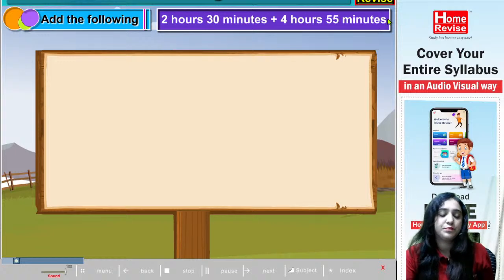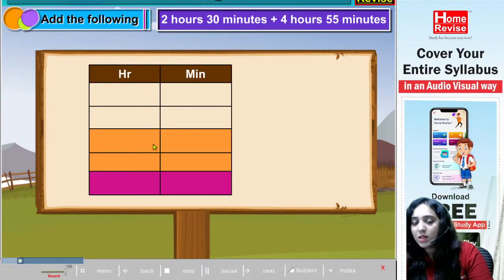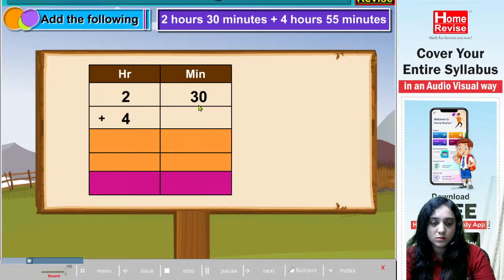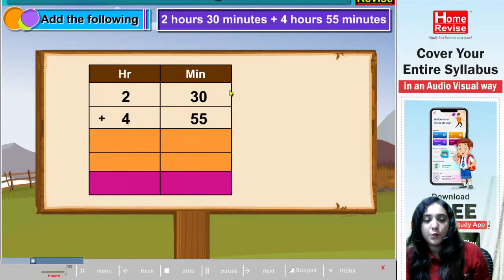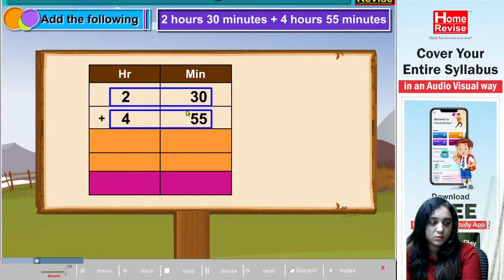Let's see. We write it vertically in the hours and minutes columns, respectively. In the hours column, we are going to write all the hours, and in the minutes column, all the minutes. 2 hours 30 minutes is 2 in the hours column, 30 in the minutes column. 4 hours 55 minutes is 4 in the hours column, 55 in the minutes column. Now we will add 4 hours 55 minutes to 2 hours 30 minutes.